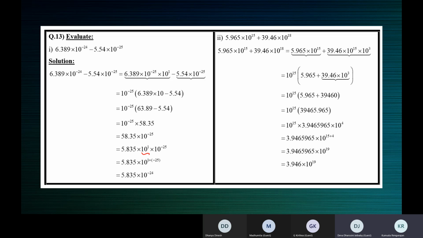Now bases are same. It's multiplication, add the powers. When you add the powers, you get 1 minus 25, which is minus 24. So the answer is 5.835 into 10 to the power minus 24. Whenever you evaluate such questions, you should always leave the answer in the scientific or the standard form.